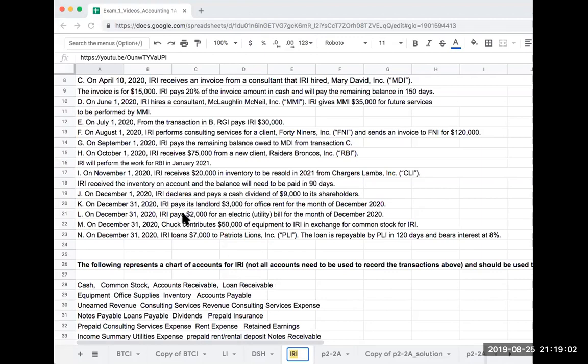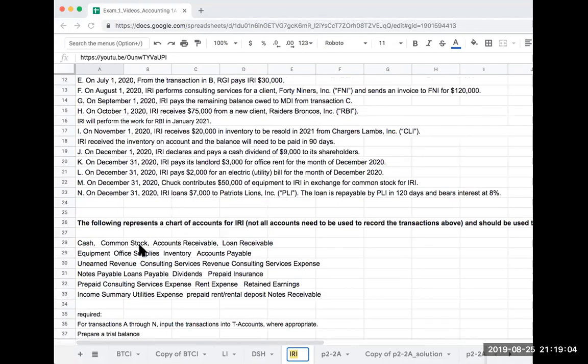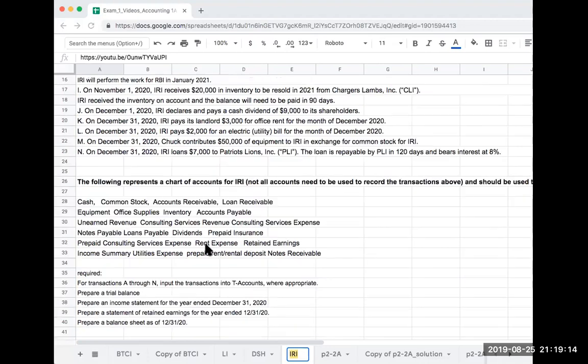On your exam, I will give you T accounts that have the various different names on them. They're not going to have balances, but you will have all these ones that have these various different names. You're not going to need to do that.